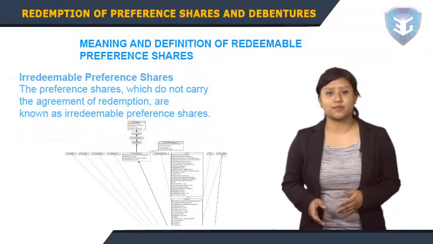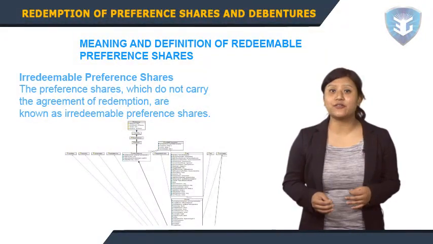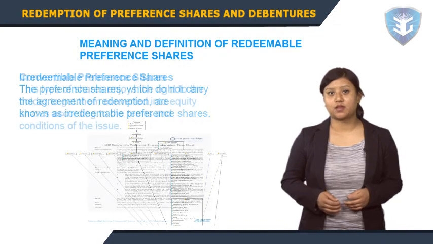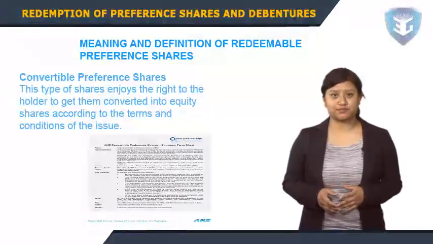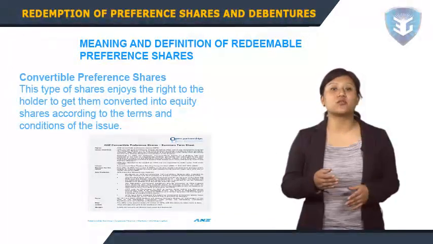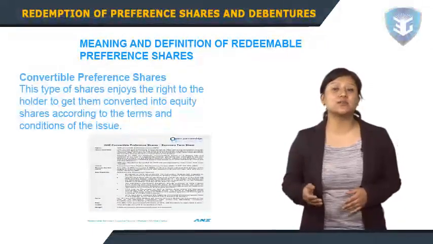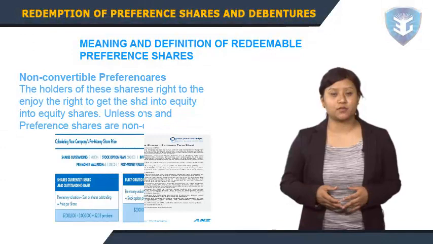Irredeemable preference shares. The preference shares which do not carry the agreement of redemption are known as irredeemable preference shares. Convertible preference shares. This type of shares enjoys the right to the holder to get them converted into equity shares according to the terms and the conditions of the issue.